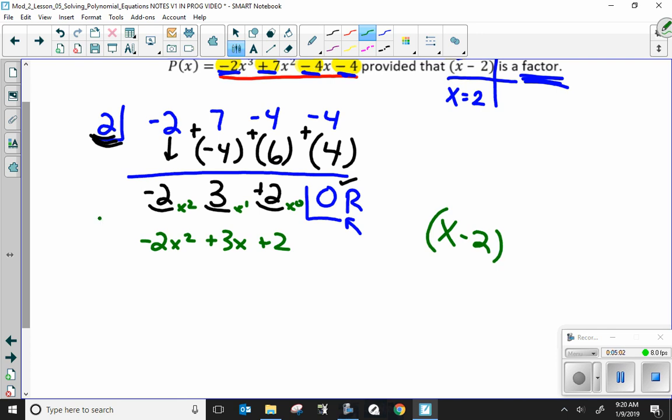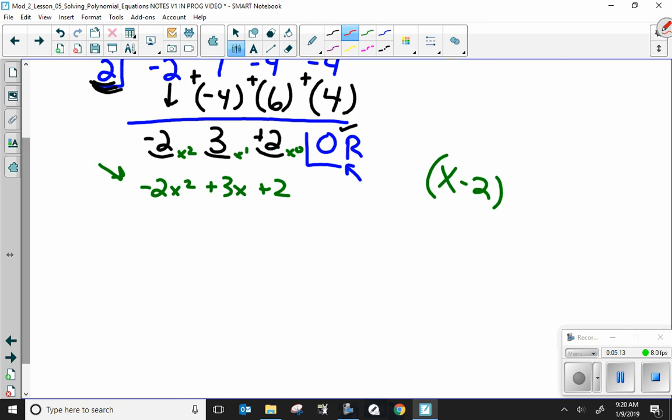I can factor this. It's a quadratic. I can factor that and get my other two factors. So that's exactly what I'm going to do. And the first thing I'm going to do is I don't like to have my lead term negative, so I'm going to take out a -1. That's going to flip the signs of everything on the inside. Okay, that becomes positive, -3x minus 2.